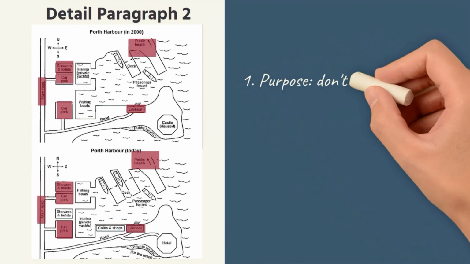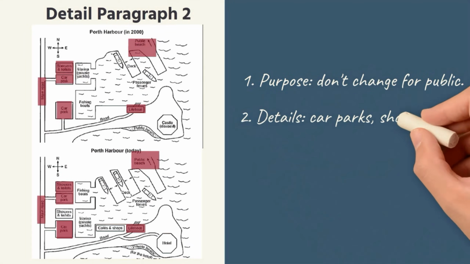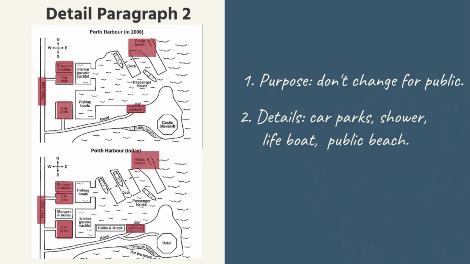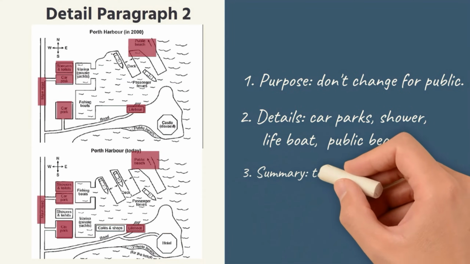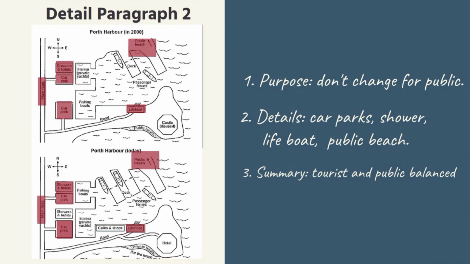First topic sentence. The purpose of the unchanged areas serves the public. Second sentence. Explain the unchanged areas in detail. Describe the red areas such as car parks, public beach. Last sentence. A brief summary of the purpose of the reconstruction, which is to attract tourists while balancing for public visitors. Plan A, detail paragraph 2, is done.